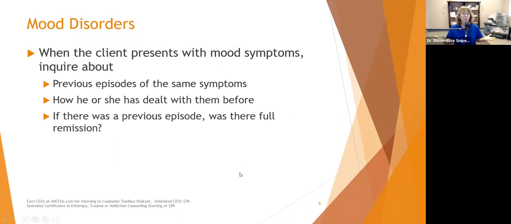When the client presents with mood symptoms, inquire about previous episodes of the same symptoms, how the person's dealt with those before, and if there was a previous episode, was there full remission? Did the person have a major depressive episode before, and then they had a period where they felt really good? They were having a good range of emotional experiences. They didn't feel depressed most days. Or did they go more to a low grade or a persistent depressive situation? Want to get an idea about what's going on.